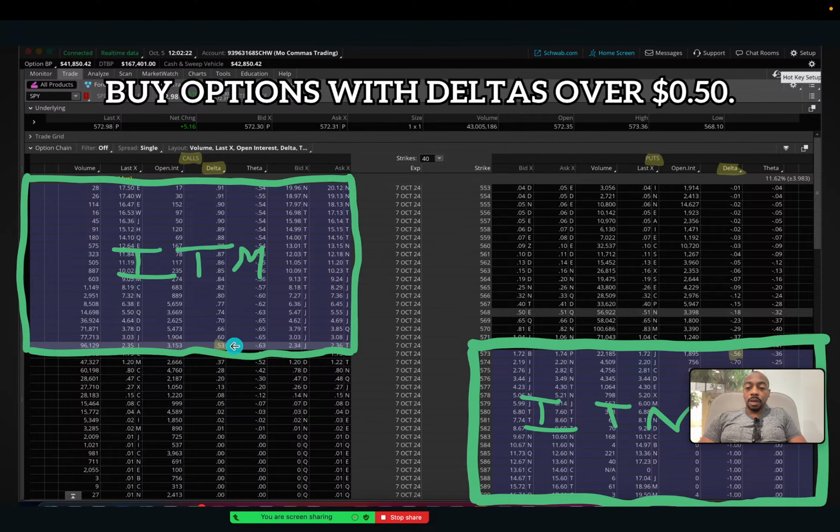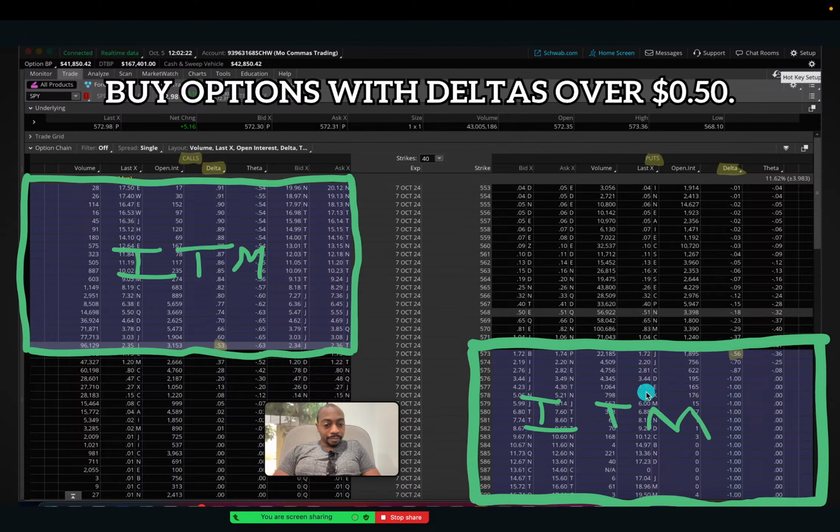And you'll see that all of the deltas, this category, and this is the call side, right? The left side is typically the call side, at least on Thinkorswim it is. All of the deltas in the shaded region are above 50 cents. And same thing on the put side. All of the deltas in the shaded region are negative 50 cents or below that, right? So that's what I mean by in the money.